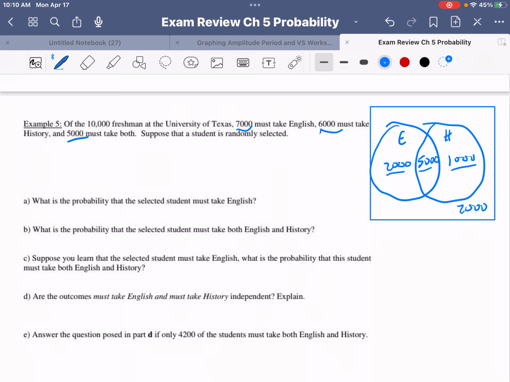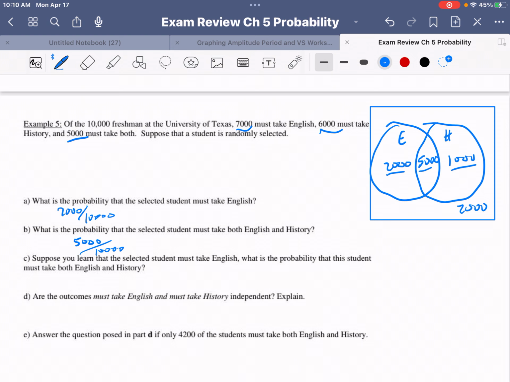What is the probability that the student must take English? Well, that would be 7,000 out of 10,000. Probably didn't even need the Venn diagram for that. What is the probability that the student must take both English and history? Well, that would be 5,000 out of 10,000.